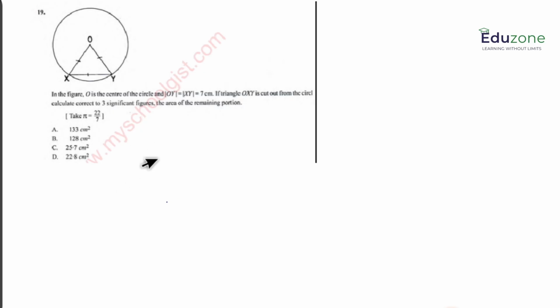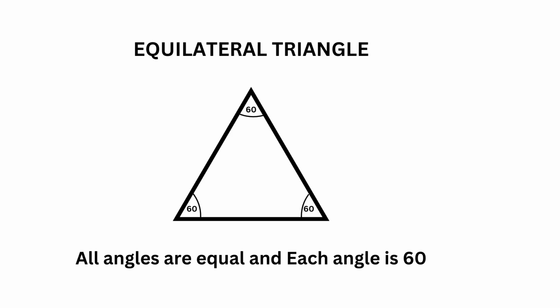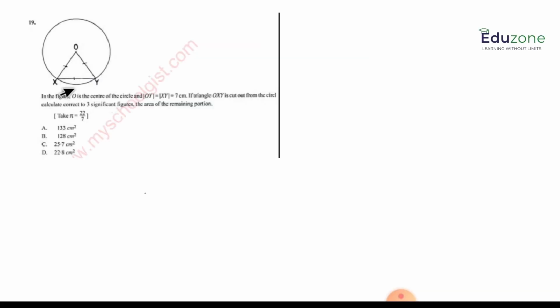Now in this question, in the figure, O is the center of a circle and OY is equal to SY, and everything is equal to 7. That means from here to here is 7, here is 7, here is 7. It's an equilateral triangle, and in an equilateral triangle, all angles are equal, and each angle is 60 degrees. They told us that if the triangle OSY is cut from inside the circle, calculate the area of the remaining portion.